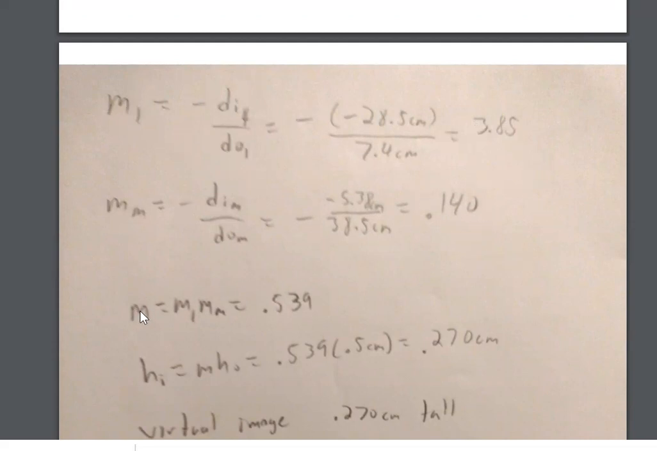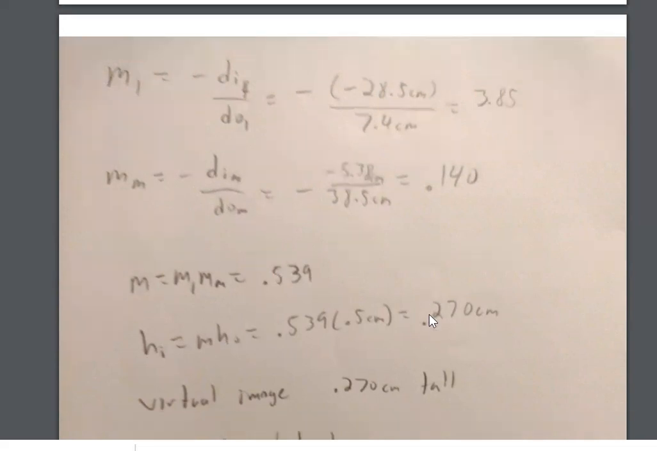Now the total magnification is the product of these. So we multiply our 0.14 times our 3.85, and that gives us a magnification of 0.539, okay? So the height of our image then is our 0.539 times the height of our object, which the problem said was 0.5 centimeter. So our image is 0.27 centimeters, and it's positive, which means that it's upright, okay?